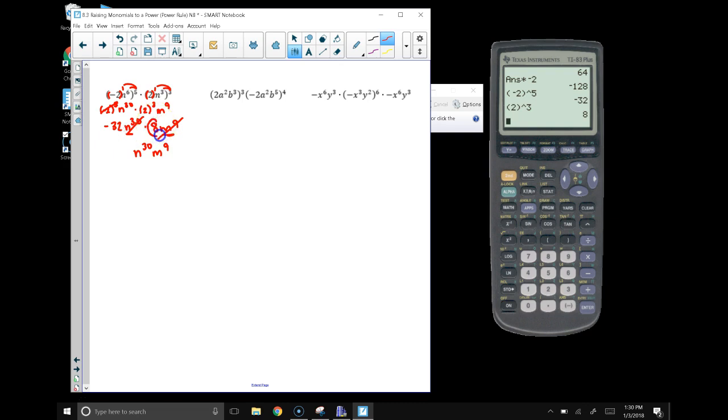So now what's left is to actually multiply these two numbers. So in my calculator, I'm going to do negative 32 times 8 to give me negative 256. So that's what's going to go in front of here. Negative 256, n to the 30, m to the 9th.